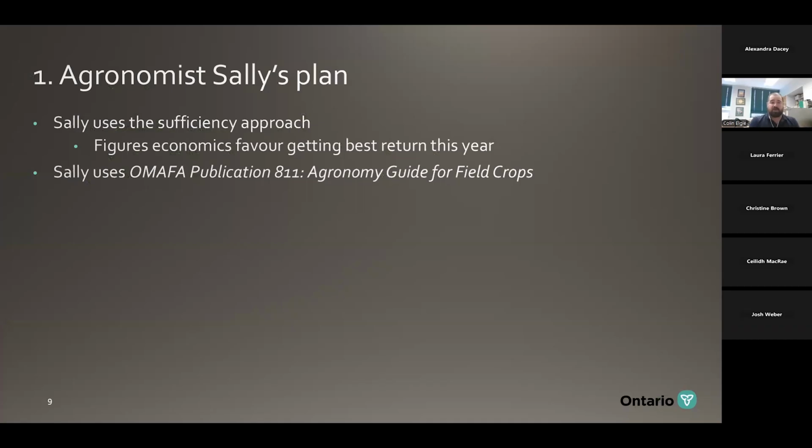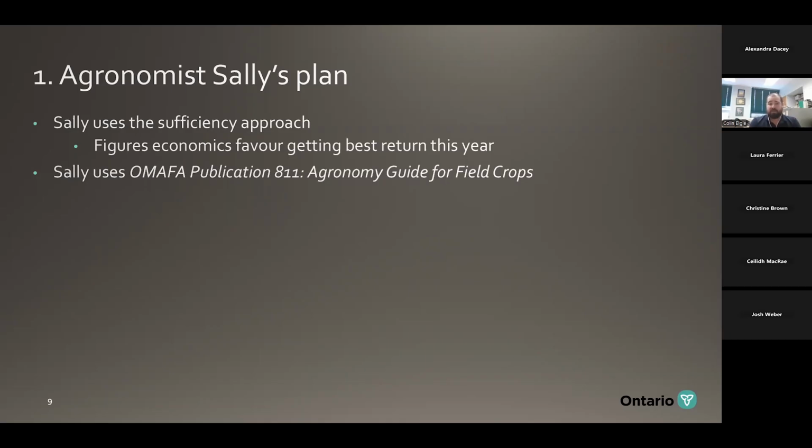But to get started, we're going to look at three different approaches here, and our first agronomist is Sally. Sally likes the sufficiency approach to fertilization. She really looks at the economic factor, and so knowing that with this approach, she can apply fertilizer and have it paid for in that year. Otherwise, she may be adjusting her rates or not applying fertilizer. She figures that's the best approach for this given farm.